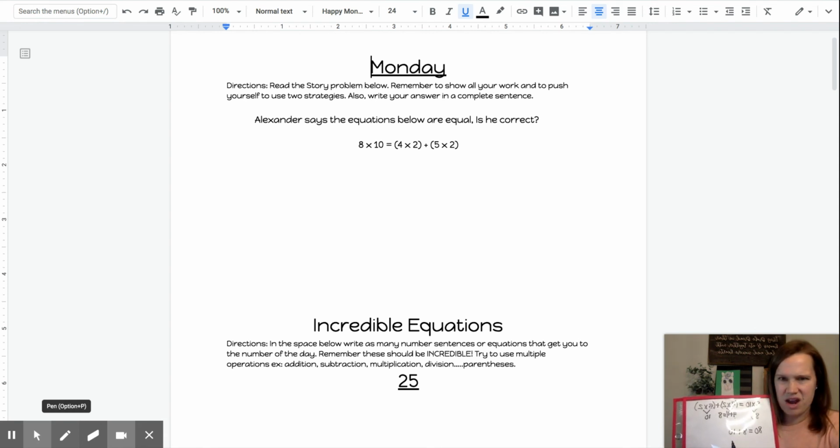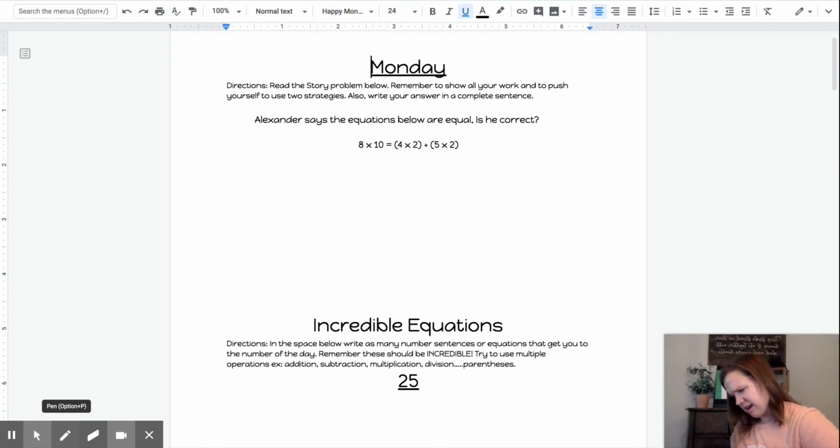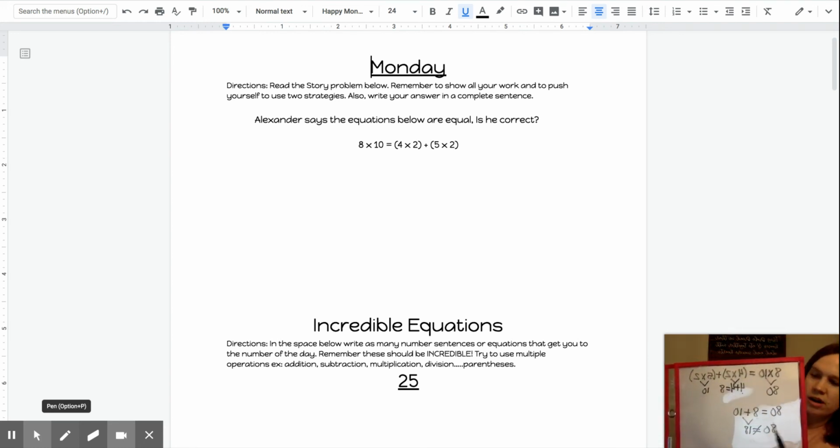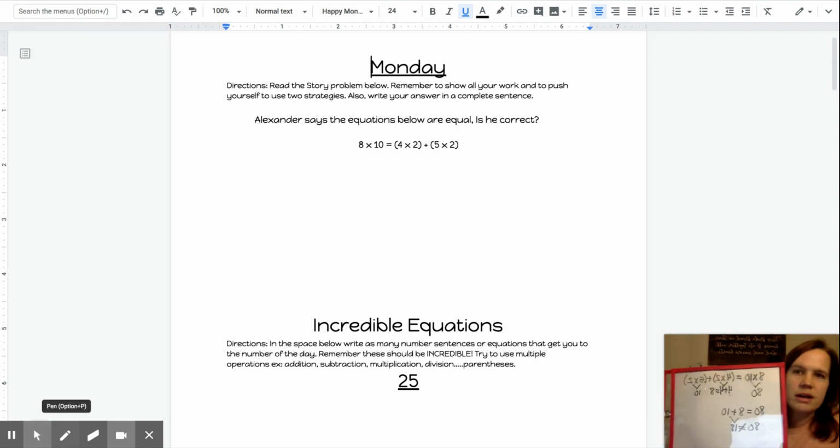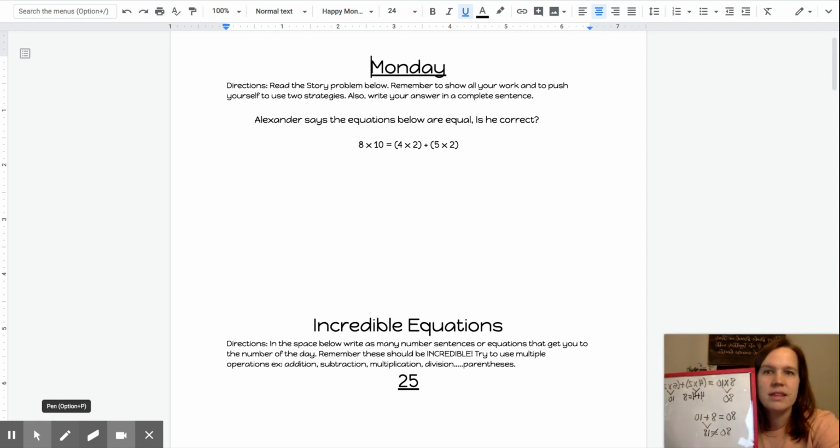That just doesn't seem right. I think that 8 plus 10 is 18. And 18 and 80 are not equal. So whenever you draw a slash line through the equal symbol, that means that it's not equal. So I proved that this side of the equation is not the same as this side of the equation. And so Alexander saying that this equation is equal is incorrect. And this is my facts.